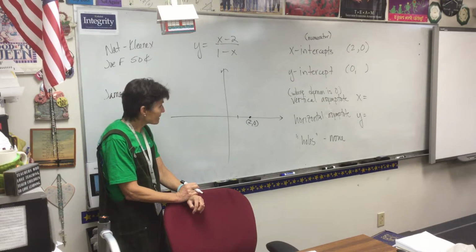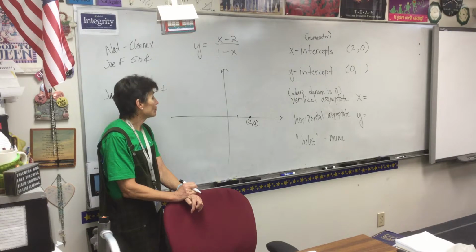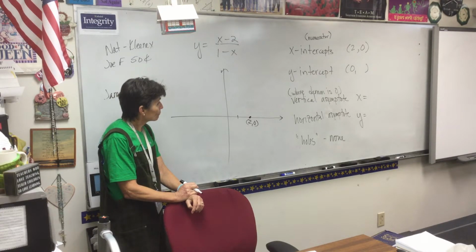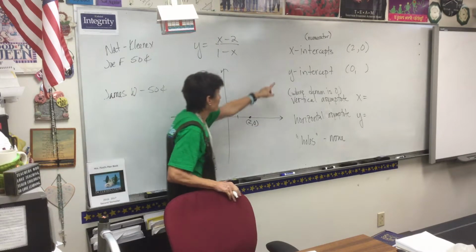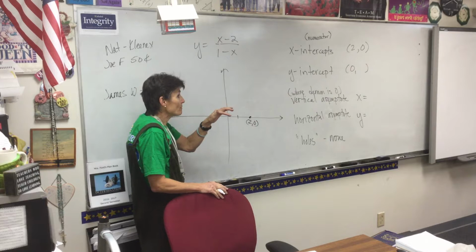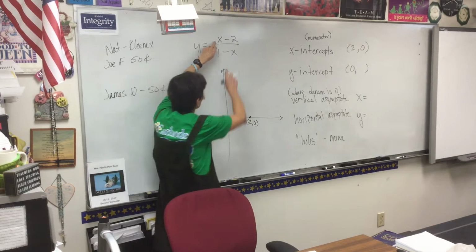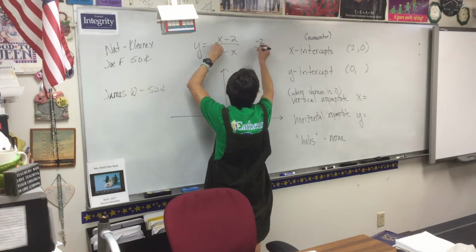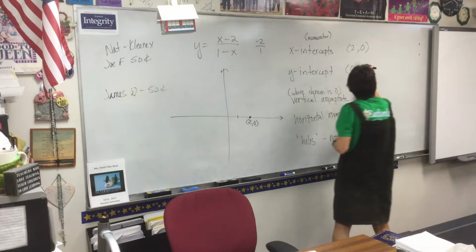Chandra, can you tell me anything else that I don't have? Would y be 2 as well, or negative 2? The horizontal, or you mean up here? Yeah. Okay, well, let's see. How do we find a y-intercept? We let x be 0. And if he puts a 0 in, he gets negative 2 over 1. He's right. The y-intercept is negative 2.